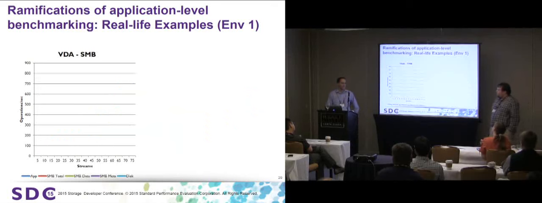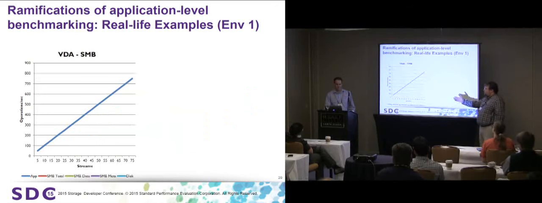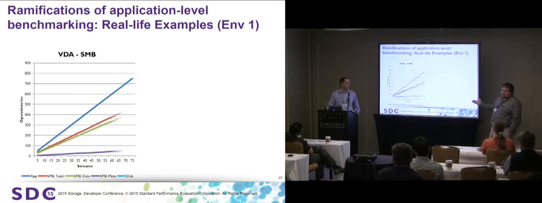In the Windows environment, again with VDA, looking at ops per second, we get the straight line; ops per second increases as we increase the workload. And we see pretty much the same curve. They're SMB stats this time, with a little bit of metadata, mostly SMB data operations per second. And we see fewer total SMB operations per second than the benchmark is requesting of the load generators.